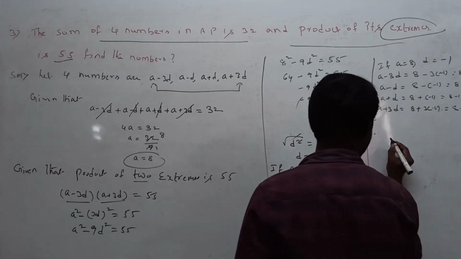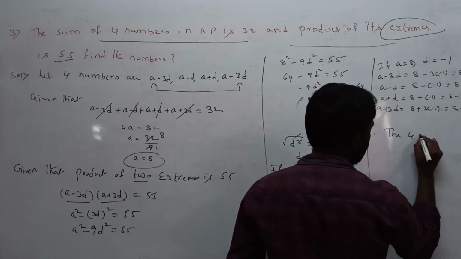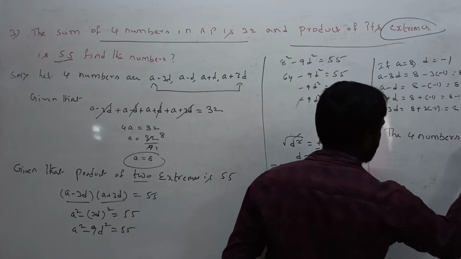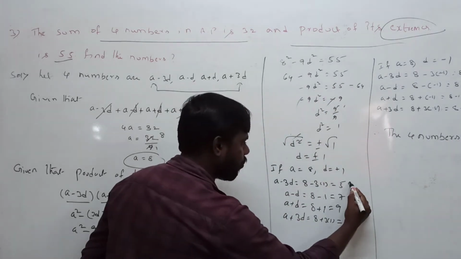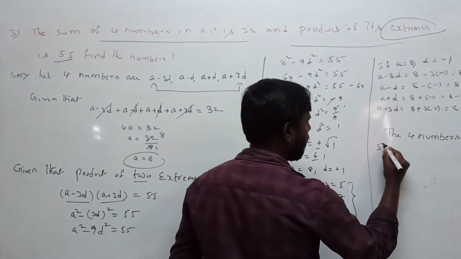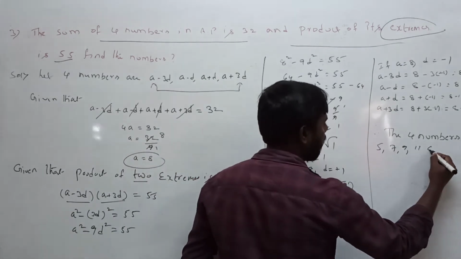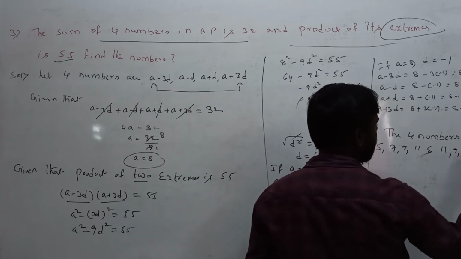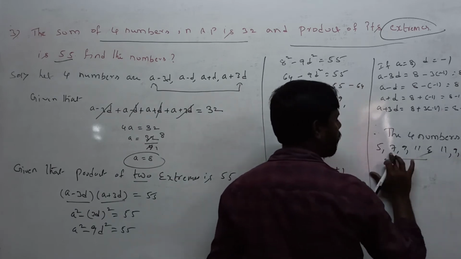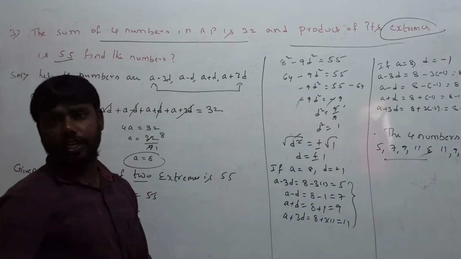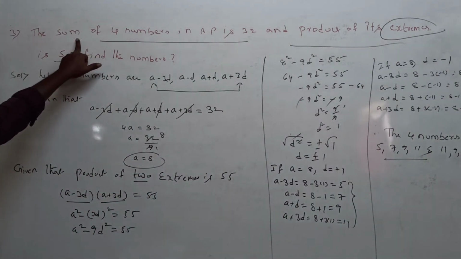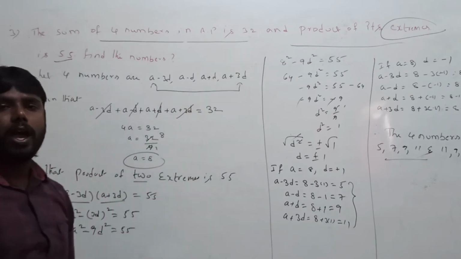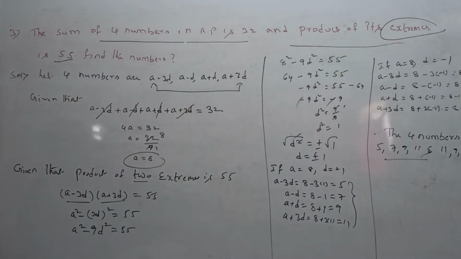Finally we got the 4 numbers. How many values will be there? 4 numbers. So 5 comma 7 comma 9 comma 11, and in the next case the 4 numbers are 11 comma 9 comma 7 comma 5. Why are you getting the numbers in reverse? Listen carefully. The sum of 4 numbers is 32. So I explain the second point.